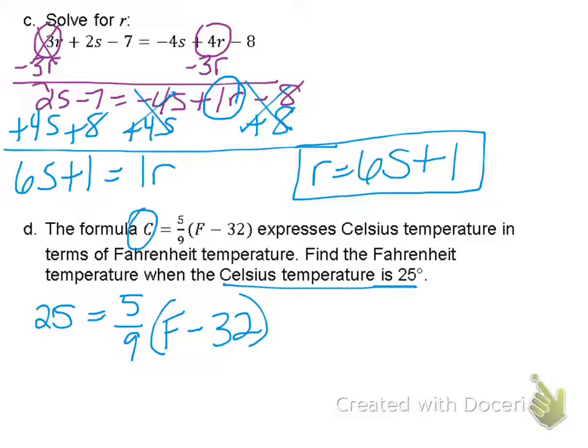Okay, now we could distribute the 5/9, but it might be easier to get rid of it by doing inverse operations. We know that it's 5/9 times this other quantity. So to get rid of that, we would use inverse operations and divide by 5/9, which is the same thing as multiplying by the reciprocal. So we'll multiply by 9/5 on each side.